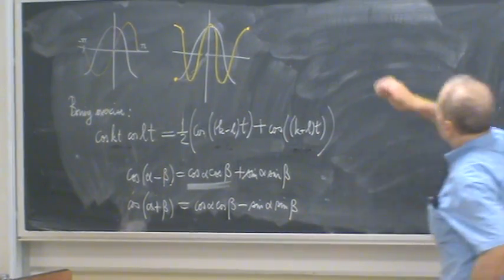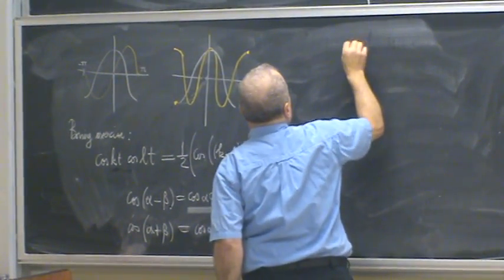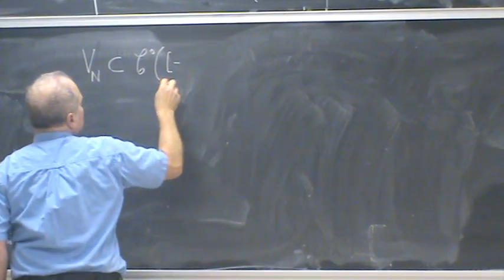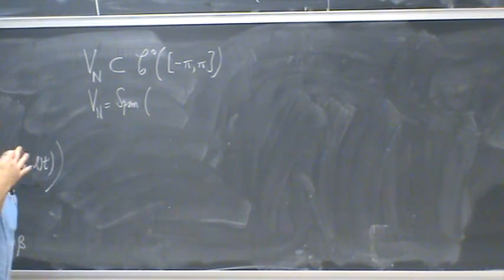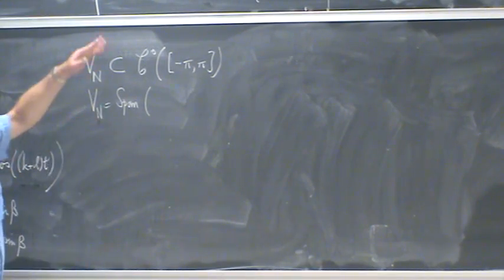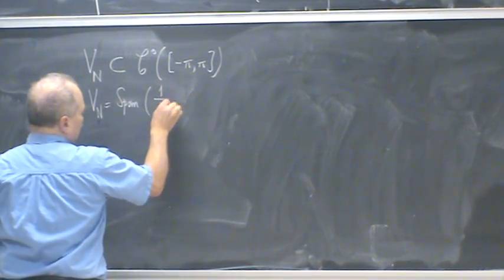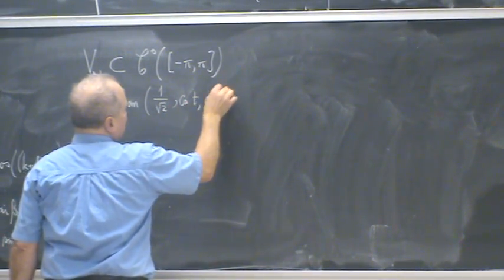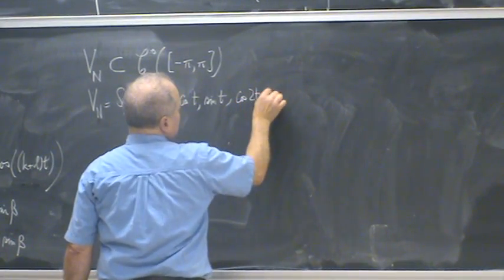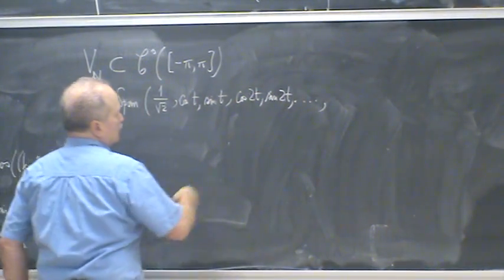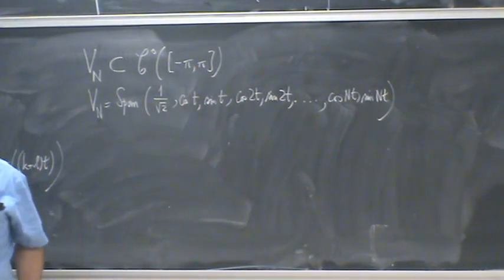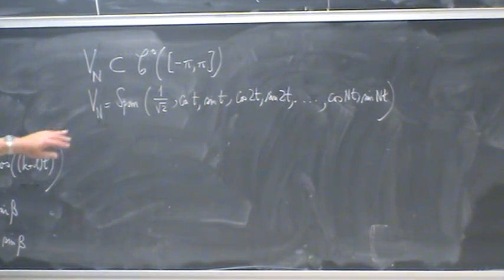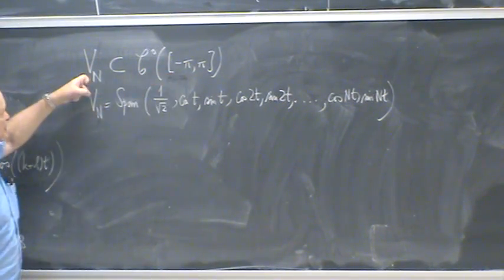The point is you can take a subspace of your continuous functions that is spanned by the first capital N of these orthonormal basis vectors. You could take the constants, cosine t, sine t, cosine 2t, sine 2t, up to cosine nt, sine nt. And you could ask yourself, given any continuous function, given any vector in this space, what's its projection on Vn?